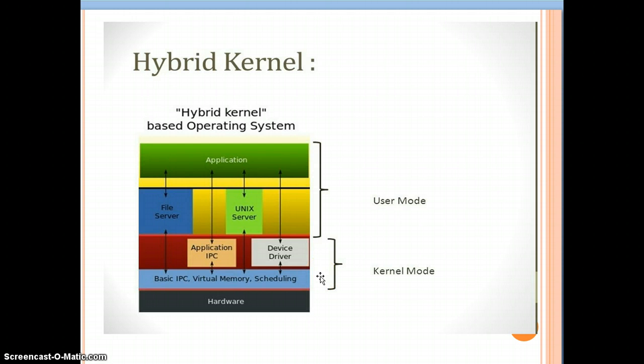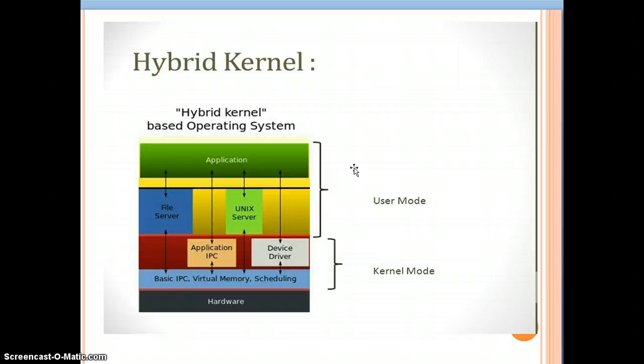Now this is the combined diagram of the hybrid kernel, which is formed by the monolithic kernel and the microkernel based operating system. In this, the user space and kernel space are there, with the hardware below, and the structure is the same as we have seen before. In the user space the application programs, the library functions, the file server and the Unix server are there, and in the kernel mode the inter-process communication is carried out between the application and the basic processes. Device drivers, virtual memory, scheduling, and all these processes are carried out in the kernel mode. Below is the hardware.